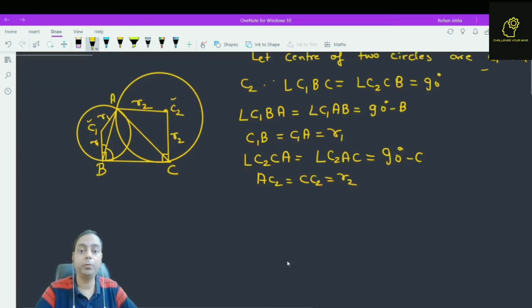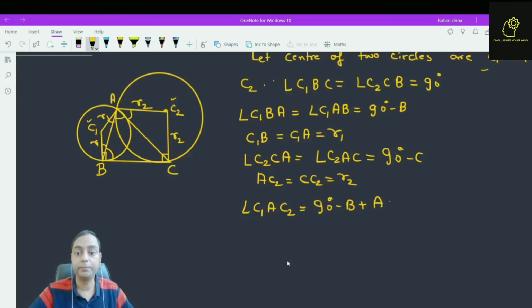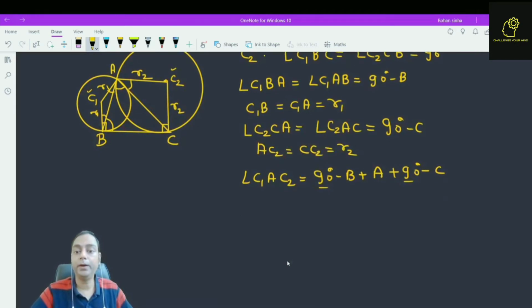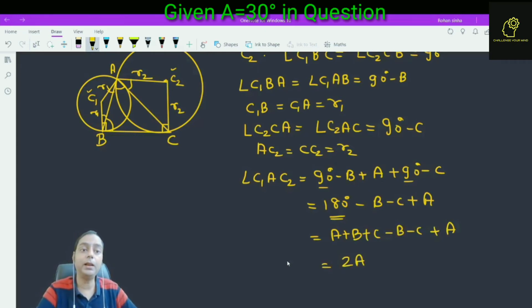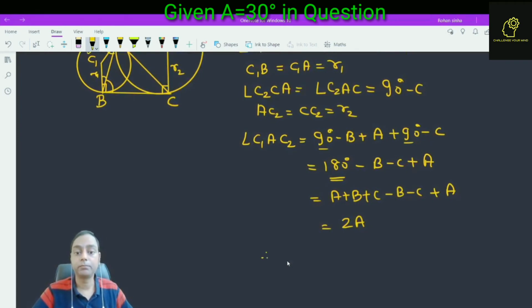So what about angle C1AC2? This angle is 90 degrees minus B, plus this middle angle, which is A, plus this angle, 90 degrees minus C. That is, 90 degrees plus 90 degrees, which is 180 degrees, minus B minus C plus A. And we know that A plus B plus C is equal to 180 degrees. Simply replacing 180 degrees with A plus B plus C, plus A, this is equal to 2A. And what is the value of A? Angle A is given as 30 degrees in the question. So angle C1AC2 is 60 degrees.